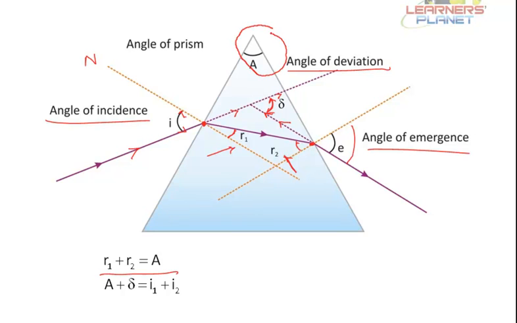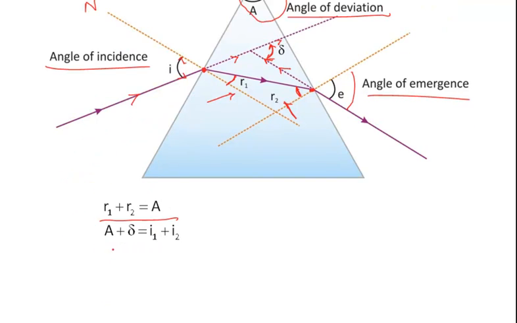Okay, this angle of prism is the sum total of these two angles. This can be proved. We are not discussing it now because it is not in the scope of the syllabus for grade 10 physics. One more thing is that angle of prism added with angle of deviation will be equal to I1 plus I2. That means I1 is angle of incidence and I2 is angle of emergence.